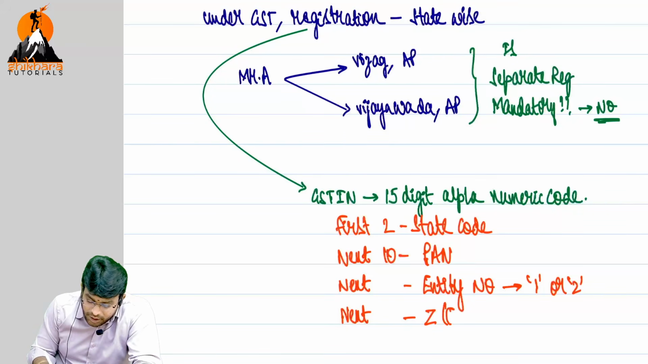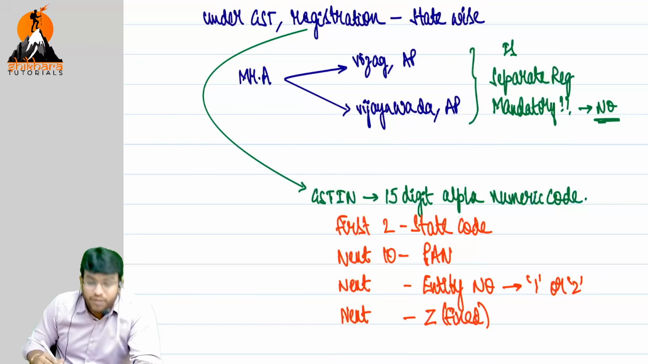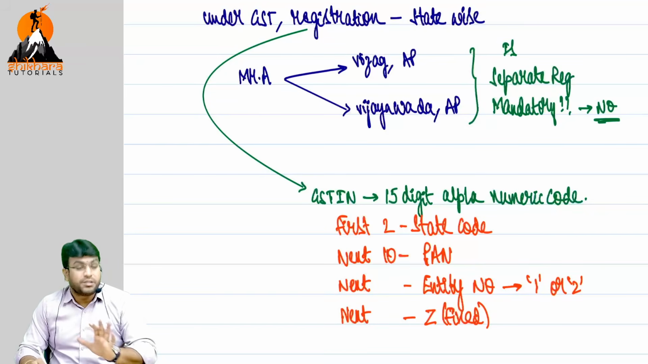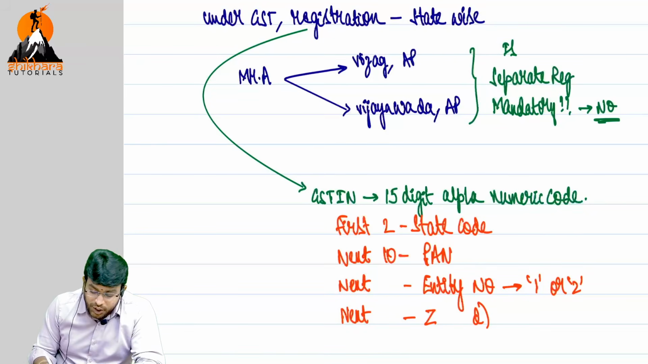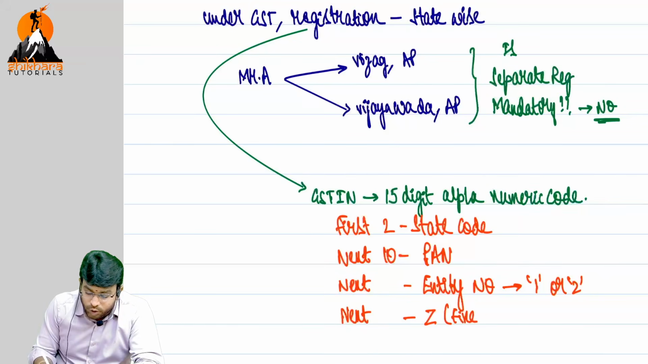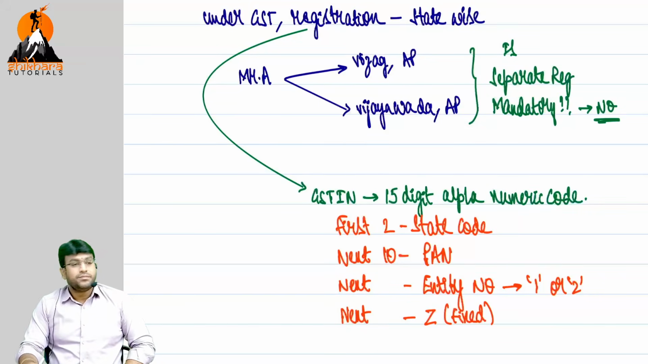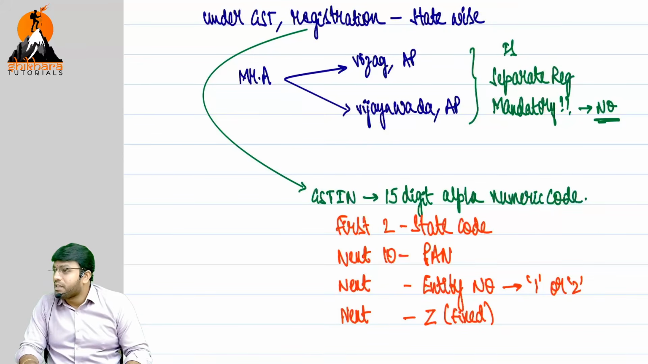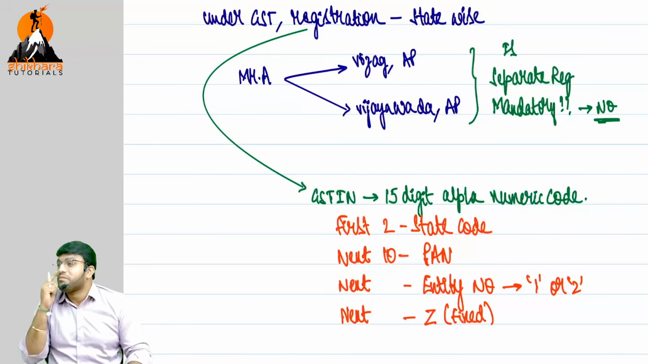The 14th one is always fixed. You check any GST number you want. The 14th will always be Z. Whichever GST number you want to check, it will be Z only. It is fixed by the government. Why are you asking? The government wanted to fix one alphabet.